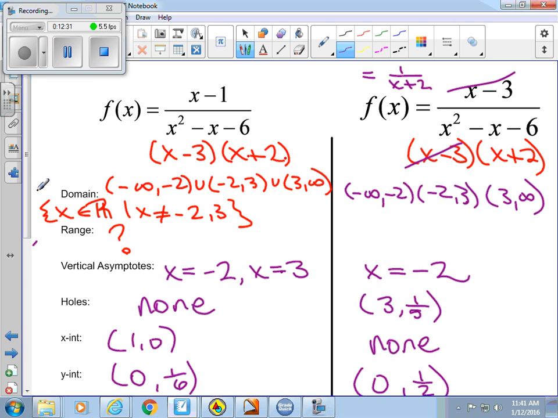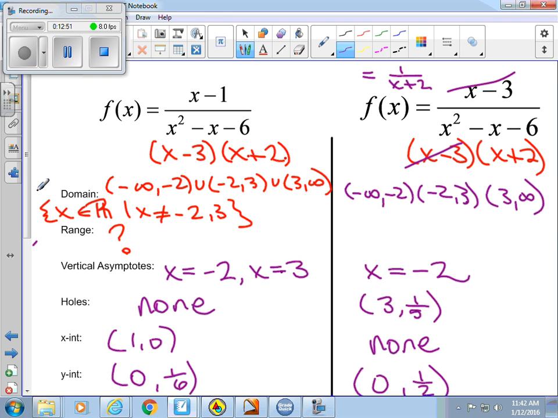Okay, horizontal asymptotes. Horizontal asymptotes are the rules, but I want to walk you through why the rules are what they are. I know you got your homework and you know how to do it, but I would pay attention to this because I don't know if you know why or not.